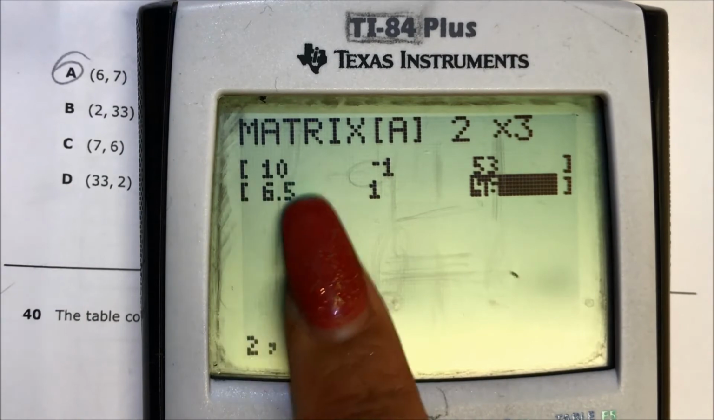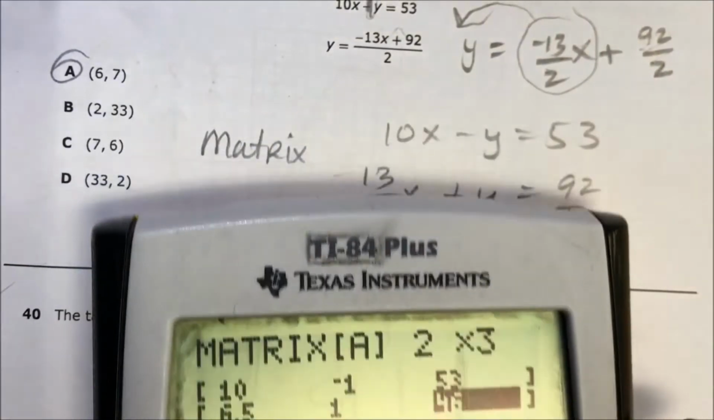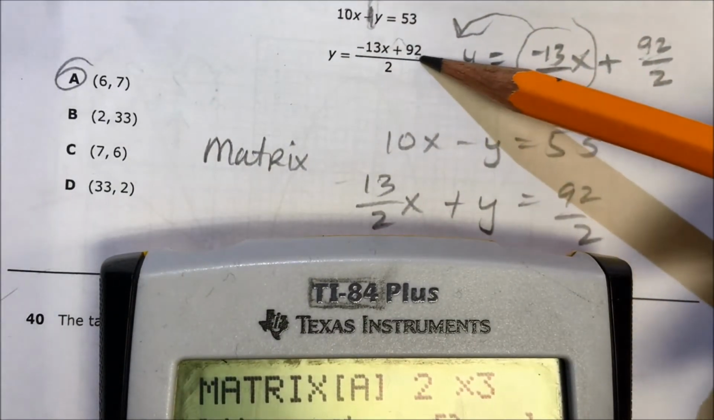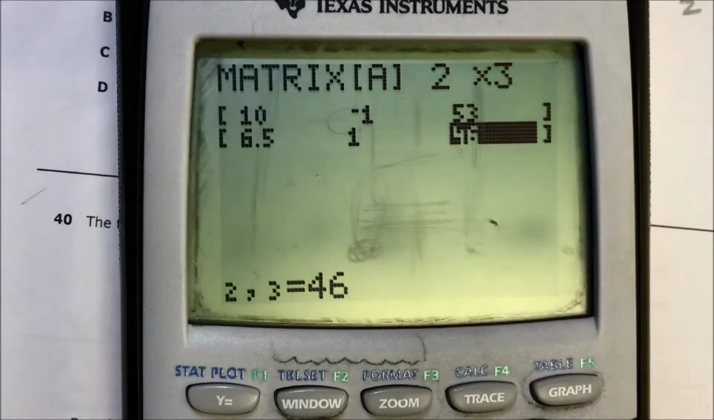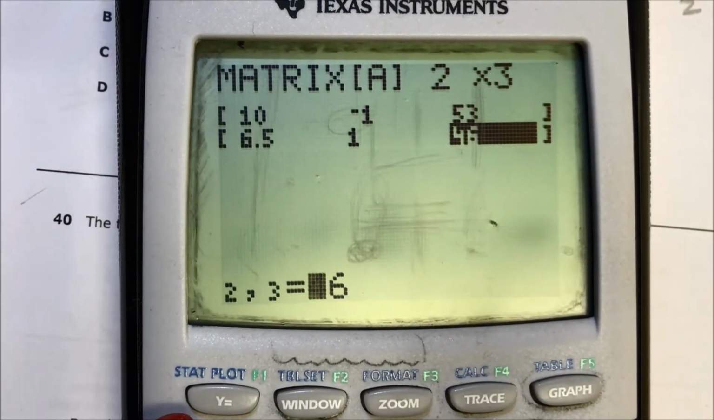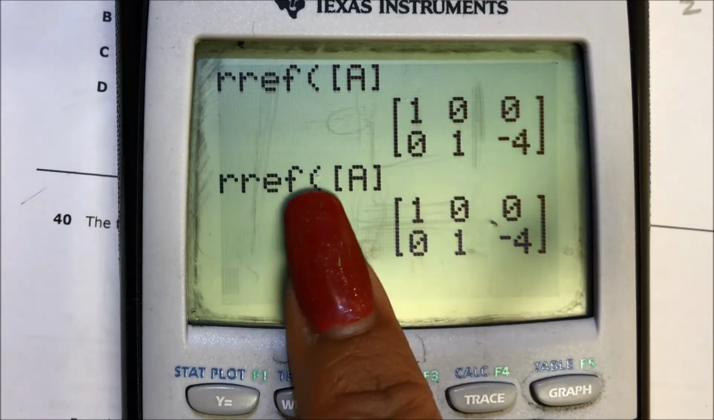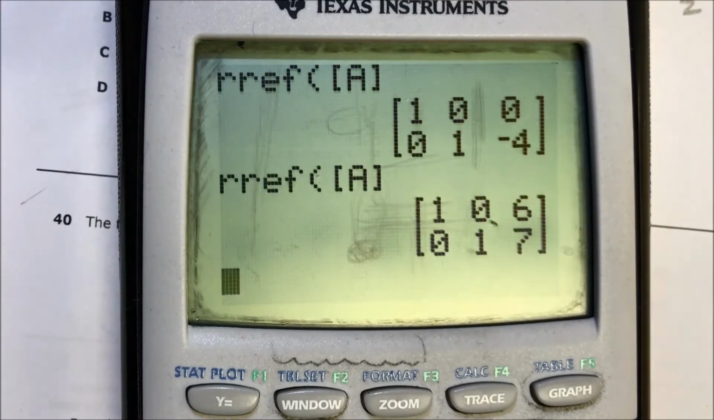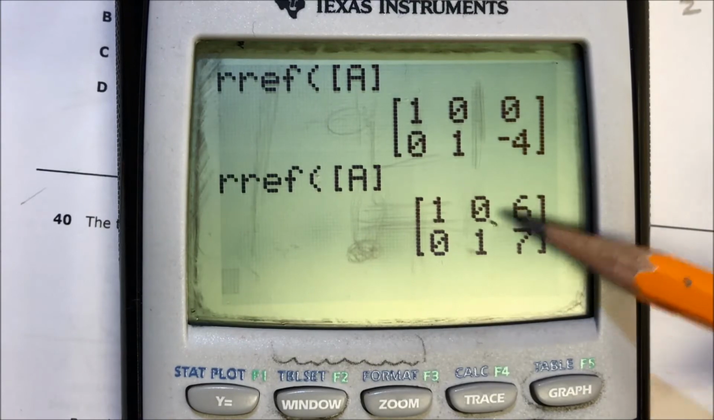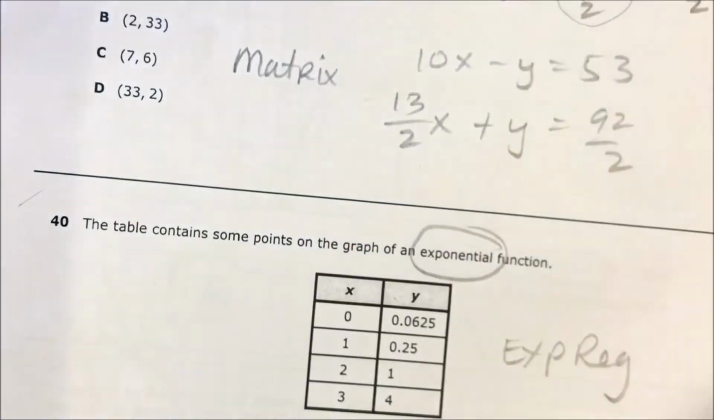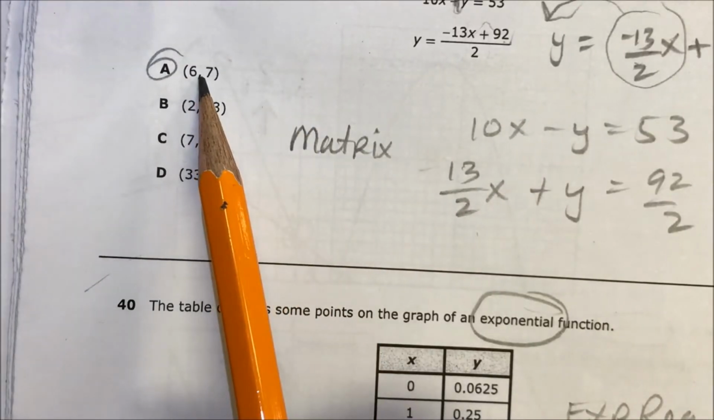So now I have entered in the second equation. The hardest part of this problem is going to be transforming this into standard form. But when you press enter, you do second quit, you go back, and you grab this command, and when you do, it gives you the x is 6 and the y is 7. And so that is answer choice A.